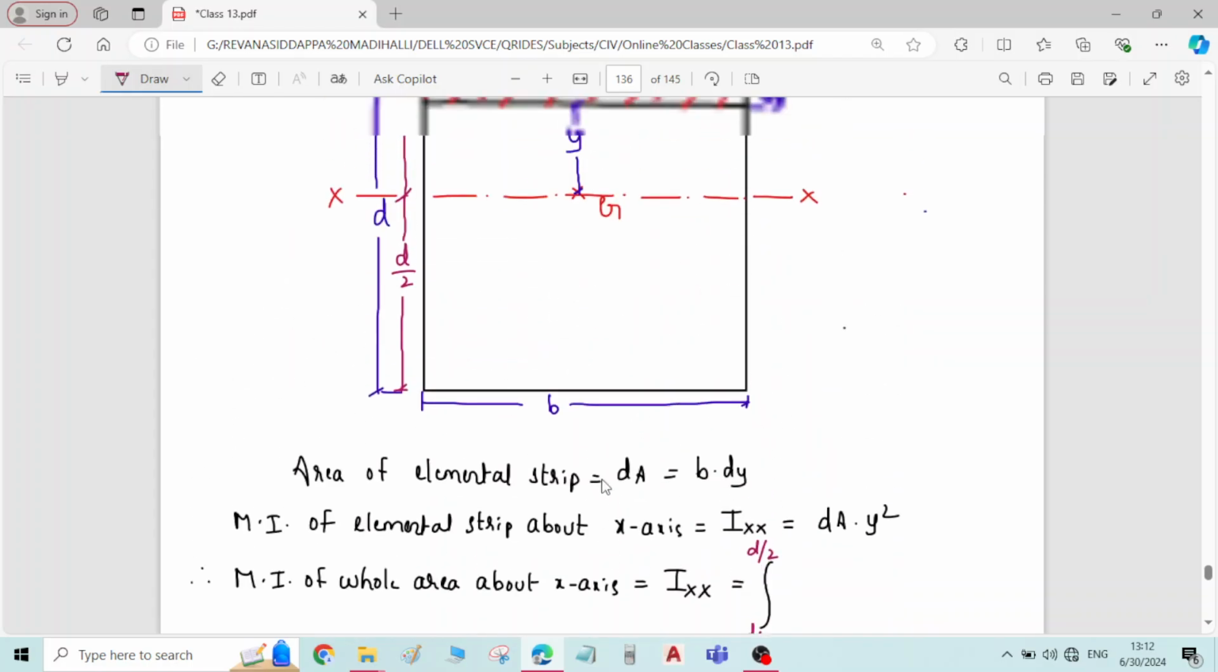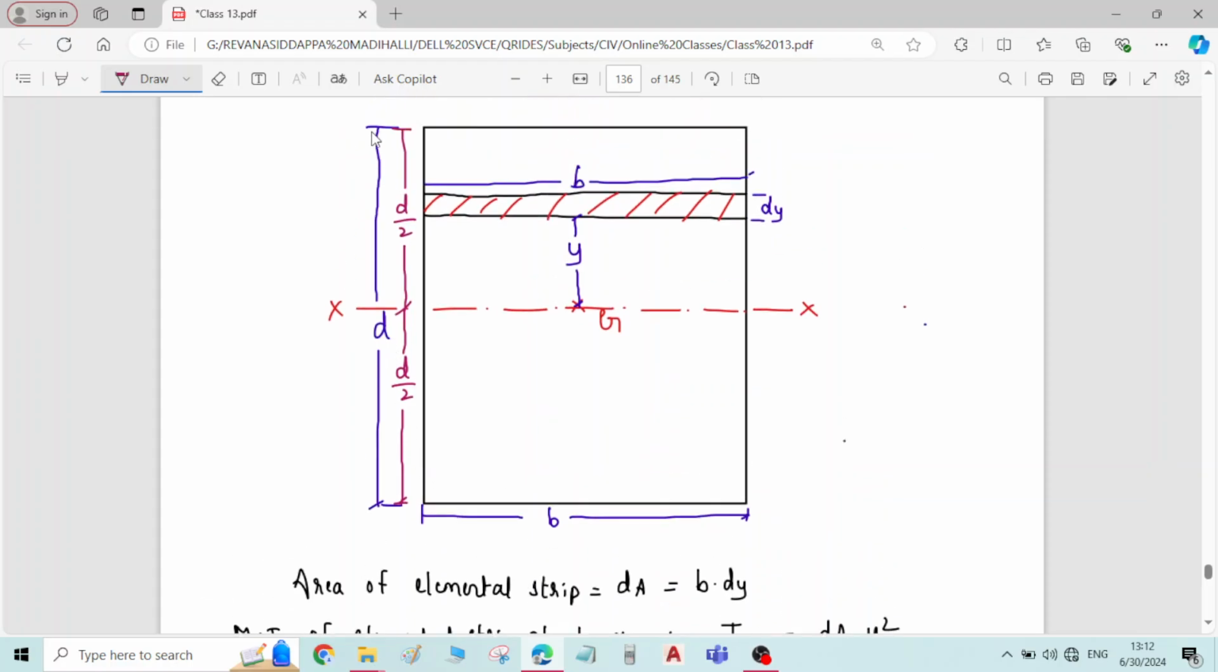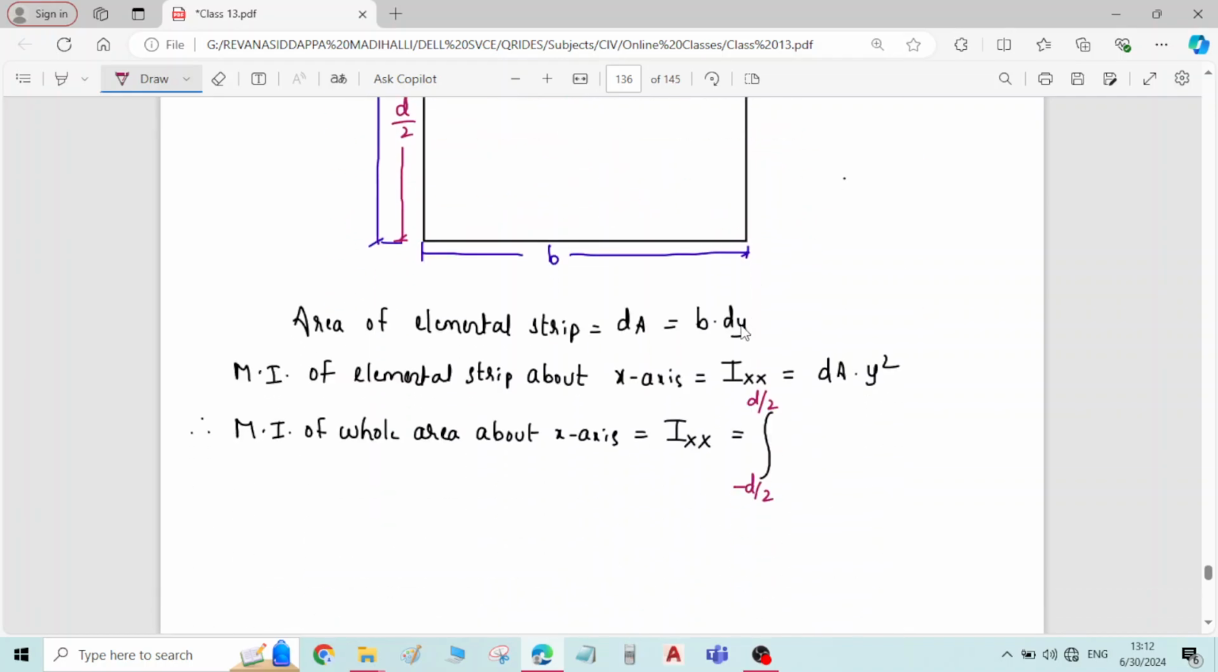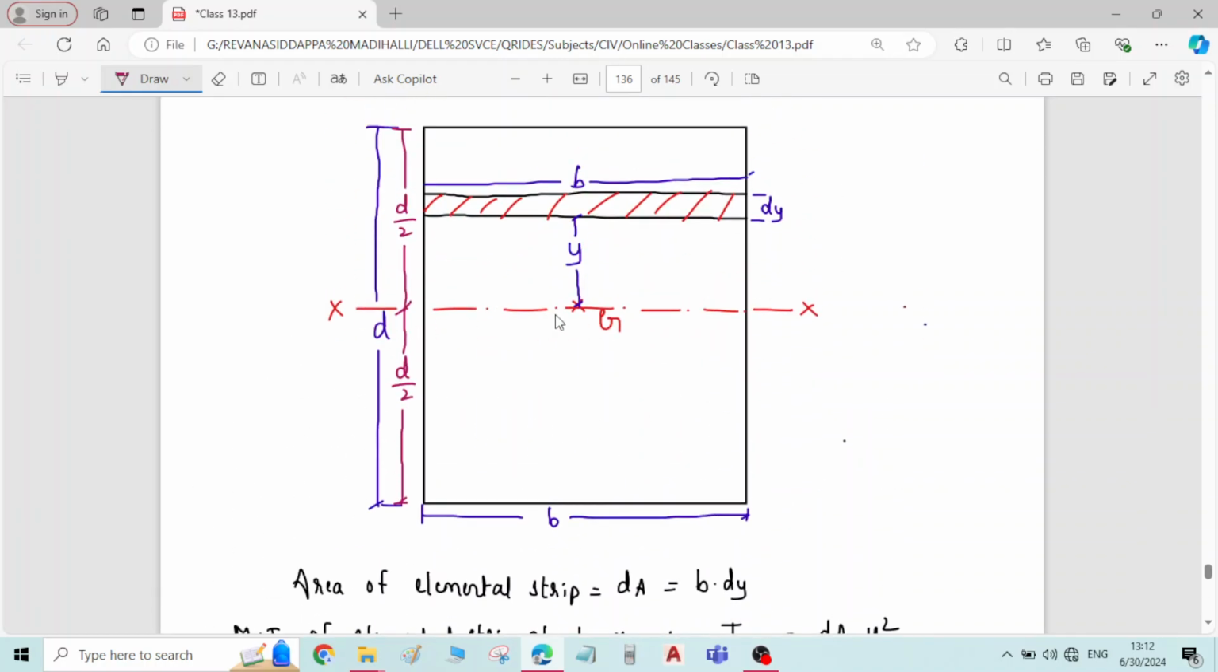You should not take limits from 0 to d, because you have to apply the limits with reference to the axis about which you have measured the moment of inertia. You have measured moment of inertia about x-axis, no? With respect to this x-axis only, you have to apply the limits. Below the x-axis it is minus d by 2, and above the x-axis it is plus d by 2. So the limits is from minus d by 2 to plus d by 2.